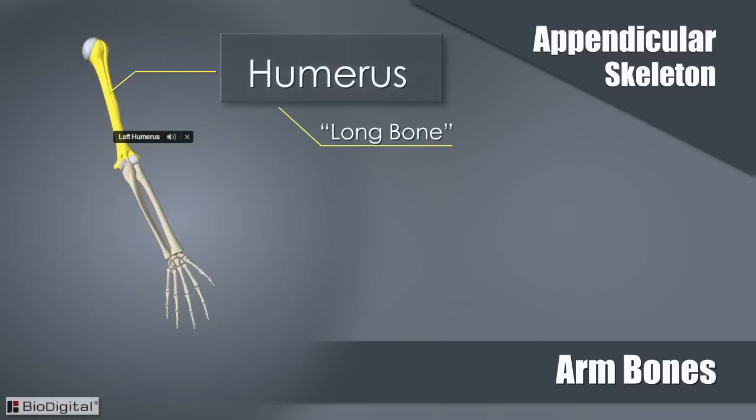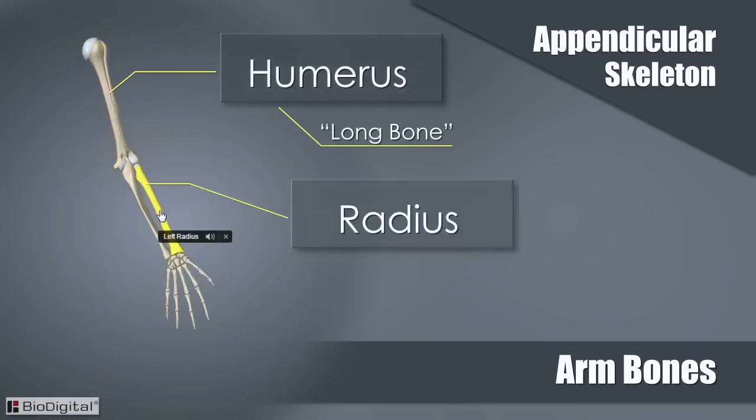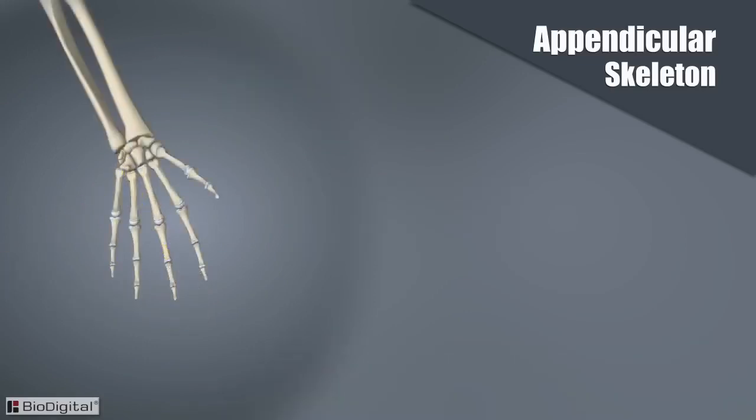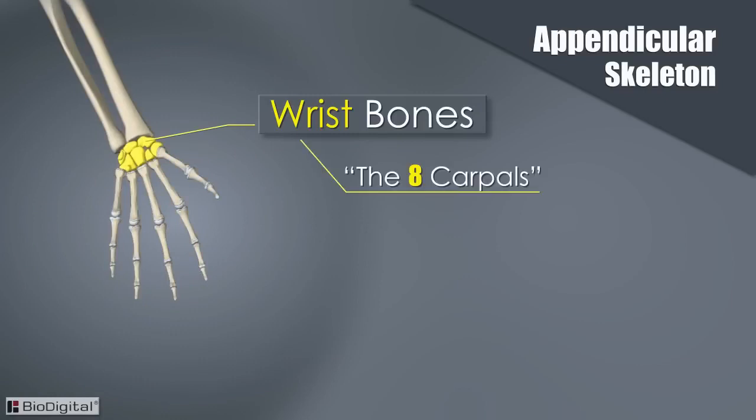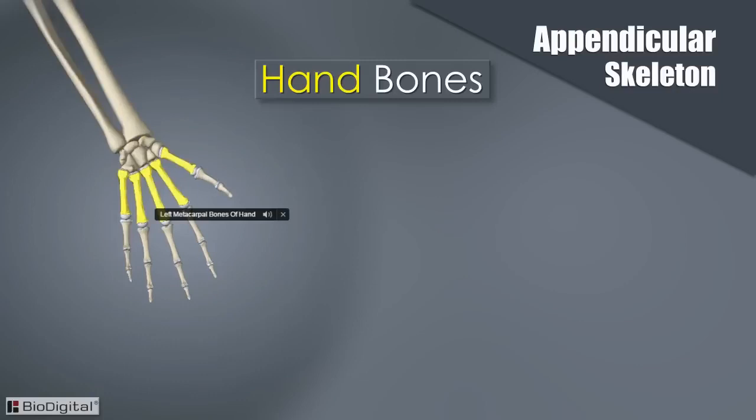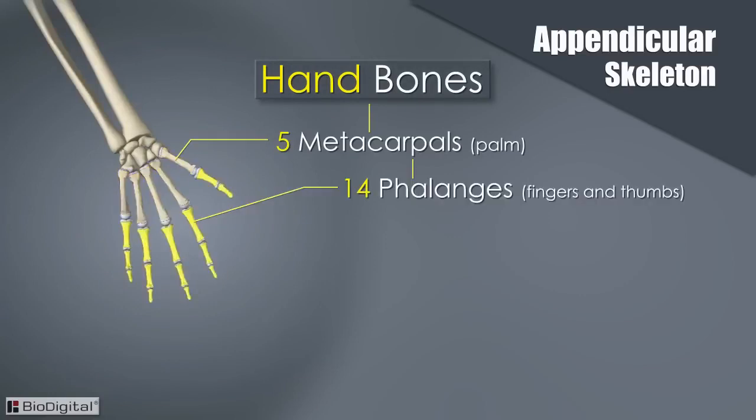The lower bones, of which there are 2, are called the radius and the ulna. Attached to the radius and ulna are the wrist bones, otherwise known as the 8 carpals. Attached to the 8 carpals are the hand bones, and the hand bones are comprised of 5 metacarpals, which form the palm of the hand, and the 14 phalanges, which form the fingers, including the thumbs.